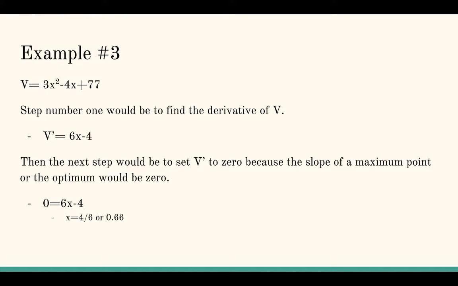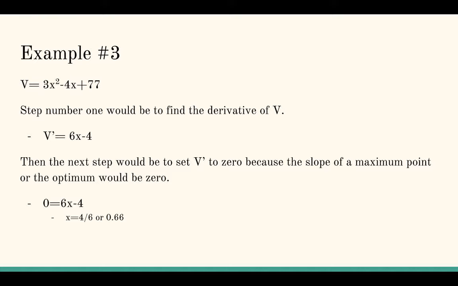For example, in example number 3, we have an equation v, which is 3x squared minus 4x plus 77. So step number 1 would be to find the derivative of v. We need to find the derivative of v because, like I said before, the maximum value or the optimum value would be the local maximum, which is a stationary point. So we need to find the point where the derivative would equal 0.